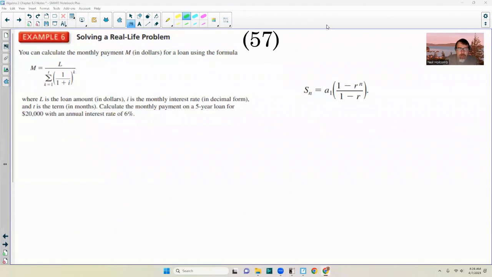Okay, example 6 is solving a real life problem. And I have this real life problem right now. I have a vehicle payment. You can calculate the monthly payment M in dollars for a loan using the formula M equals this, okay? So for starters, it says where L, which is right here, is the loan amount in dollars. I, right there, is the monthly interest rate. Okay, keyword here is monthly. And T, which is up here, is the terms in months.